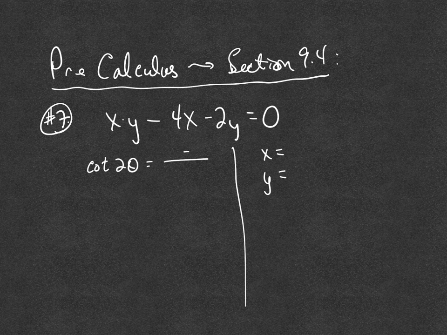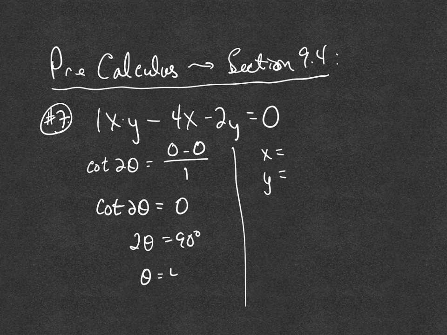Please notice in the equation, though, there's no x squared and no y squared term. Therefore, the a value is 0, the c value is 0, and the b value, the number in front of the xy term, is 1. So when we do the simplifying, of course, very easy, we get 0. What angle gives us a cotangent of 0? That's 90 degrees. And when we divide both sides by 2, that means our angle of rotation is going to be 45. All right?